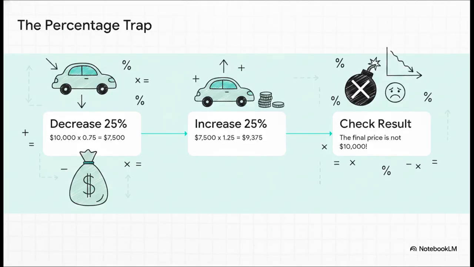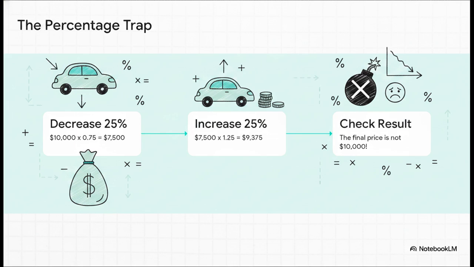Let's see how this builds into the ultimate textbook trap. A $10,000 car decreases in price by 25%, then increases by 25%. What's the new price? The rookies always say, $10,000. Wrong. The decreases and increases absolutely do not cancel each other out because the base value changes.